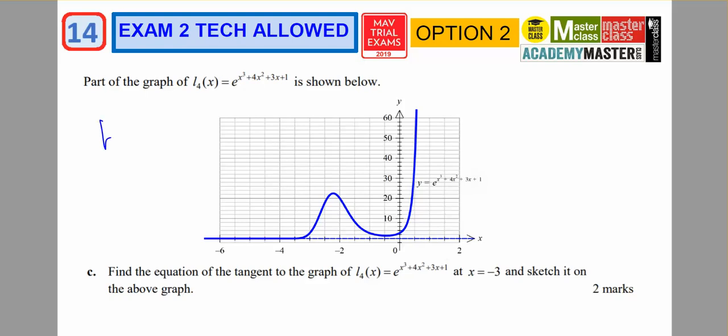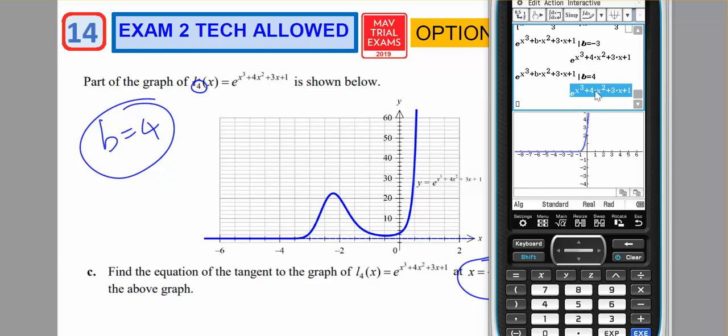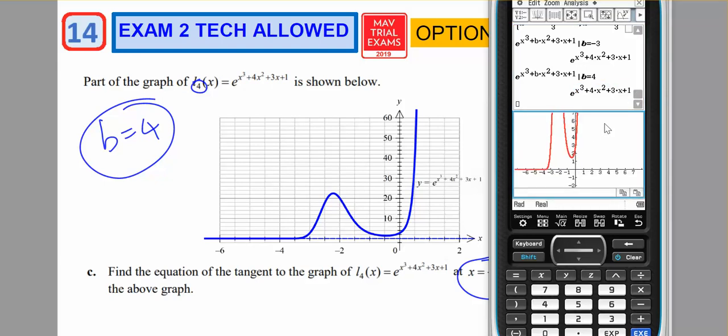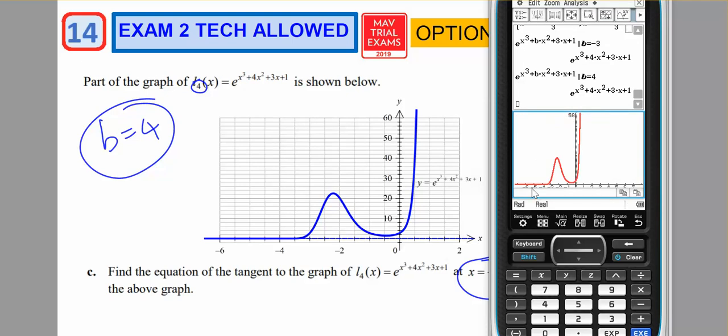So now b equals 4, because I've got a 4 there. And that's what the graph looks like. Find the equation of the tangent at x equals negative 3, and sketch it on the curve. Okay, then bring up my calculator. I'm now going to make that equal to 4. So that's what I'm looking for. That's a nice graph for it. Might change that up to 60 like it's got there. So maximum of the y is 60. And that's exactly what I've got there.